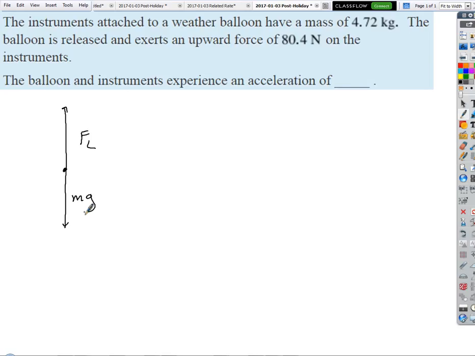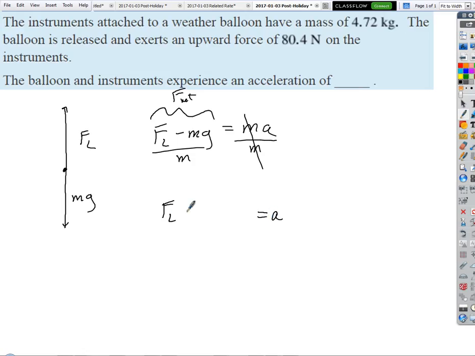So what's our equation of motion? There's only one in this case. The net force is going to be lift force minus mg. That's my net force, equals ma. Good, and we're trying to solve for a. Everything else we should know. So if I divide each side through by m, we get a equals lift force minus mg over m, and I can just plug stuff in there.